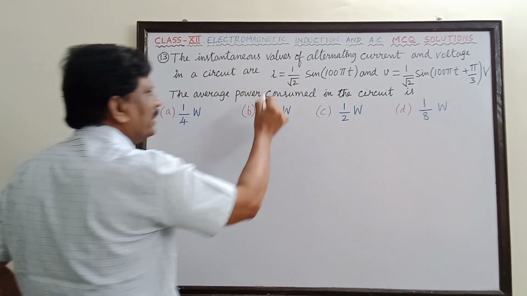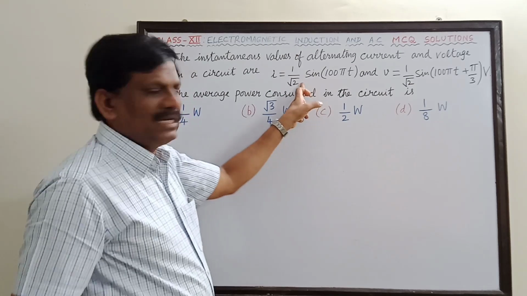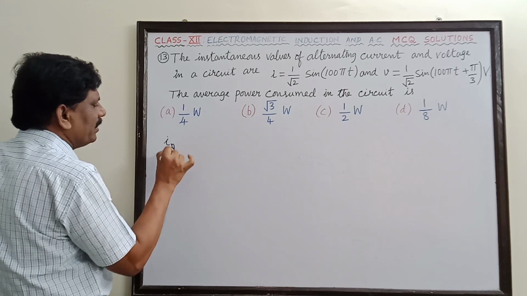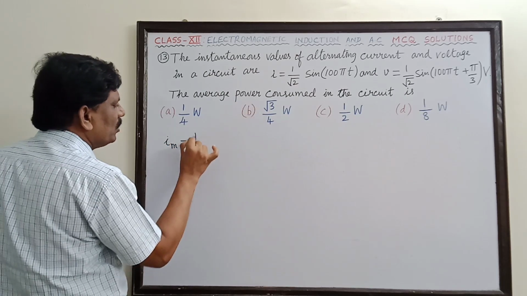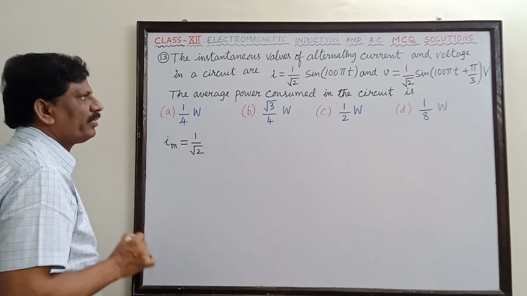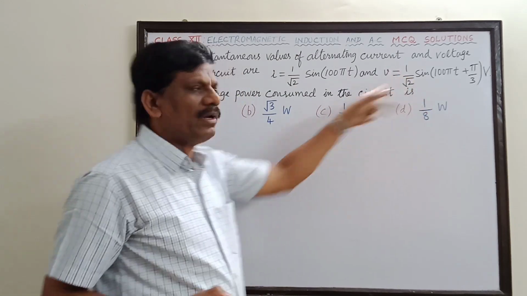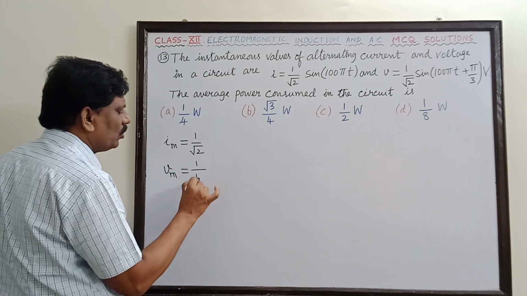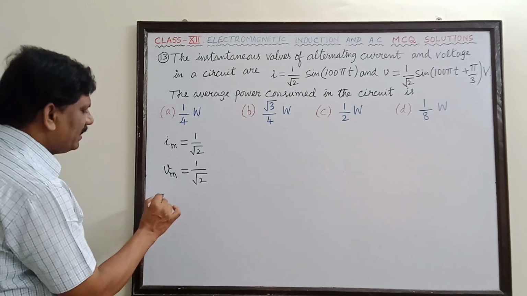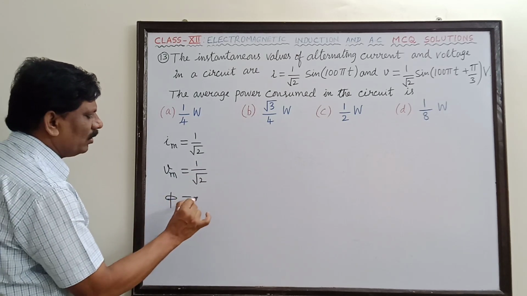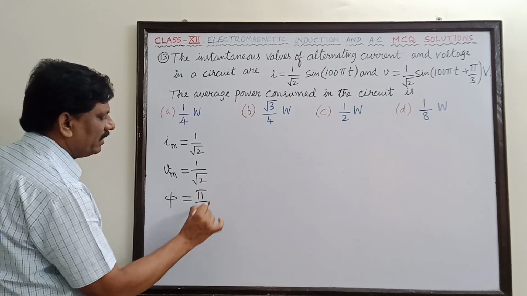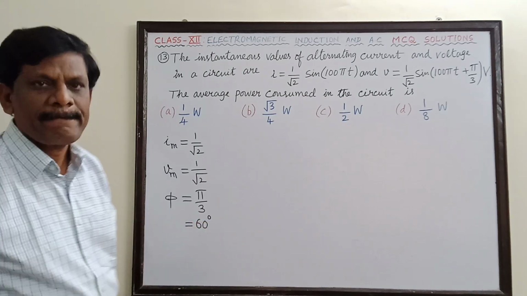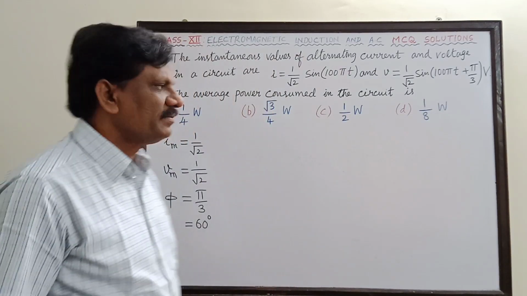So here what are all the quantities given? The maximum value of the current, I maximum, is equal to 1 by root 2. Then the maximum value of the voltage, V maximum, is also 1 by root 2. Then the phase difference between the current and the voltage is pi by 3, which is equal to 180 by 3, that is 60 degrees. First you will have to write like this.